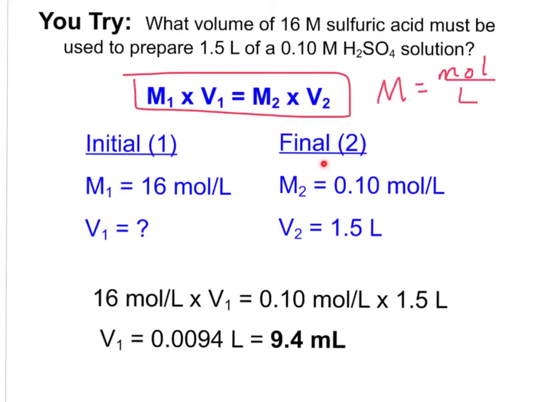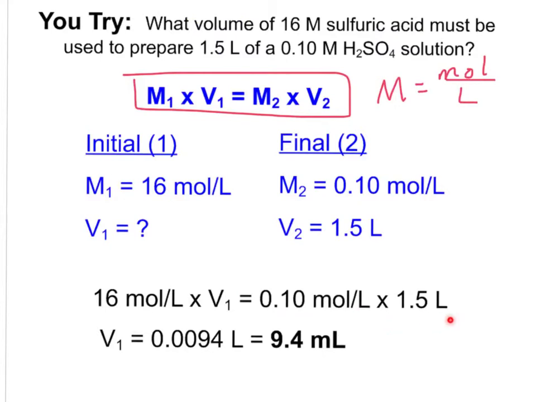Our final numbers are going to look like 0.10 molar, right? This is the molarity that we want to prepare. So our final solution is going to be 0.10 molar sulfuric acid. And the volume is specified to be 1.5 liters. So let's just set this up. We can simply say 16 times V, unknown. We don't know what our initial volume will be yet, equals the 0.1 right there times 1.5 liters.